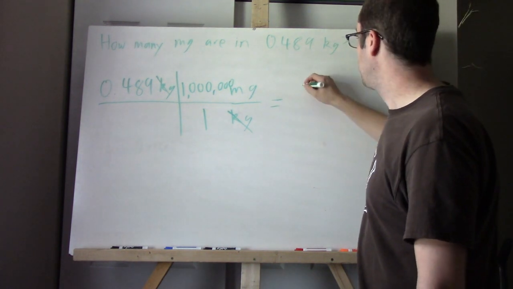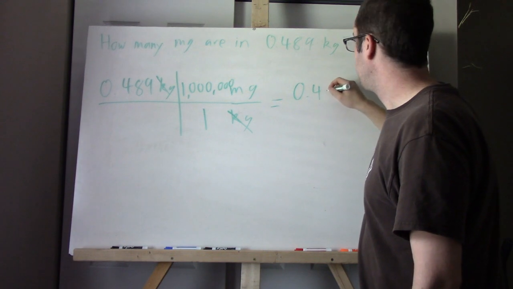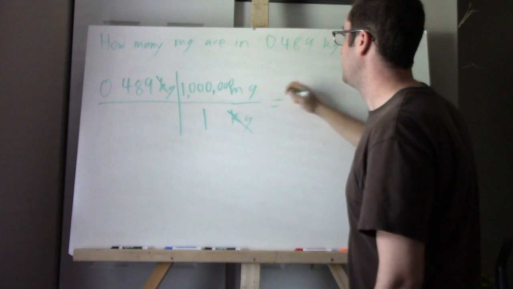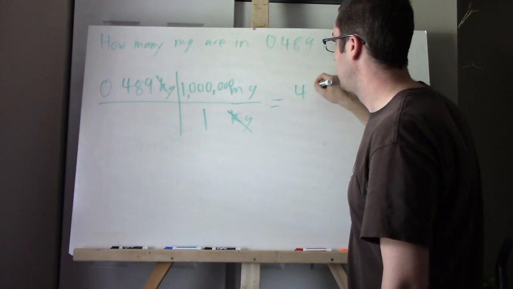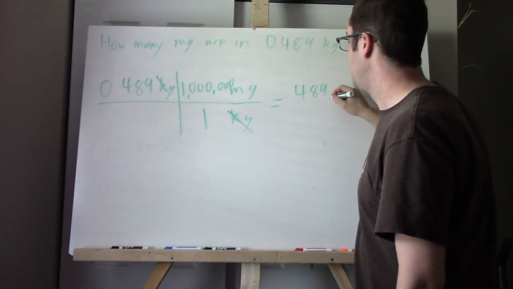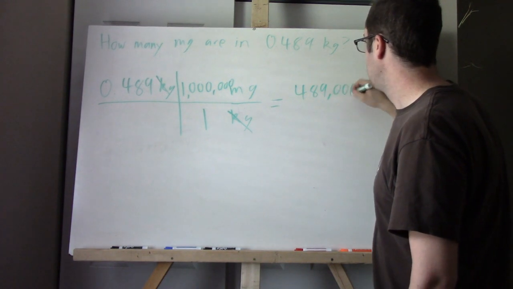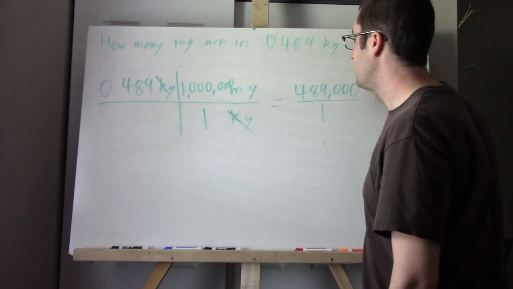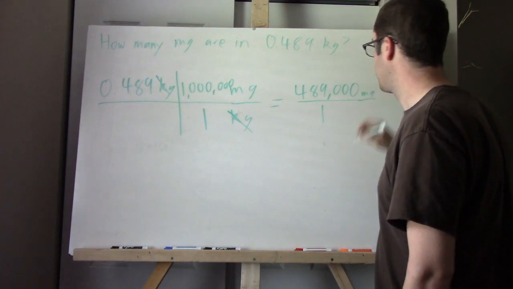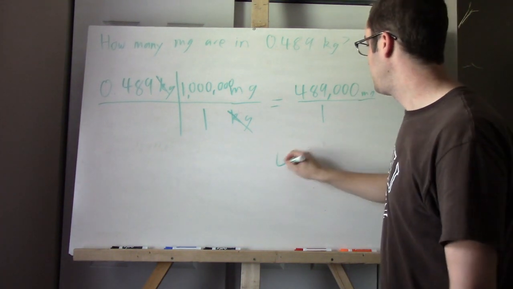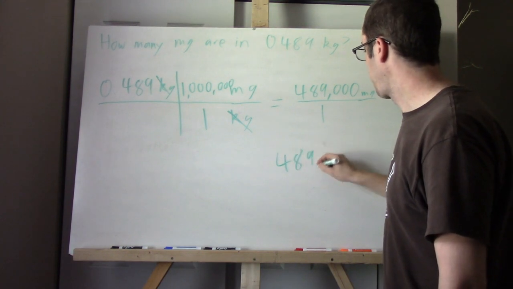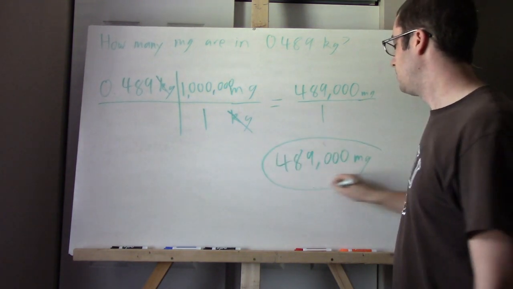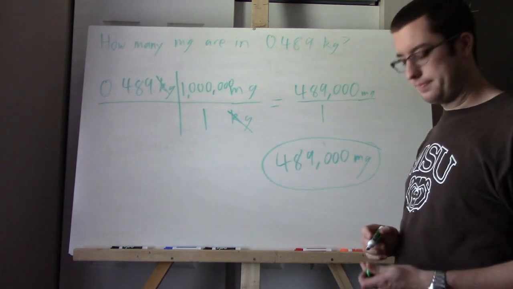Multiply the top, multiply the bottom. 0.489 times 1 million is going to be 489,000 over 1. 489,000 milligrams. Don't forget your units. And of course, anything divided by 1 is itself. 489,000 milligrams is the final answer.